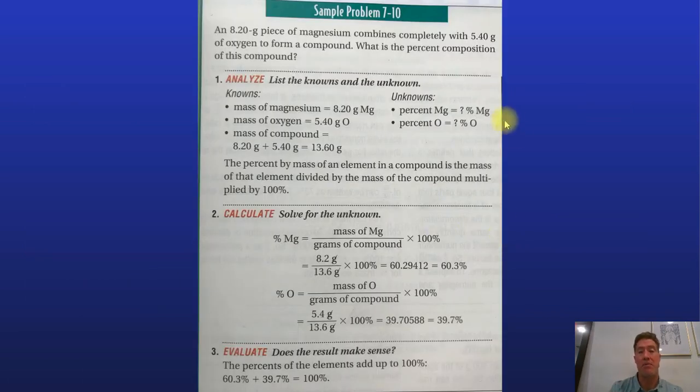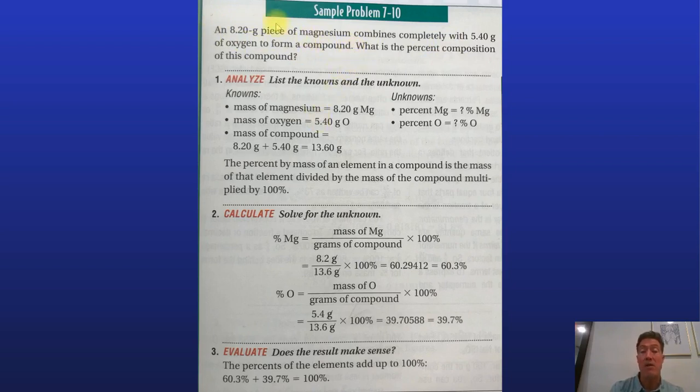So here's a great sample problem for this. They want us to find the percent composition of a compound. So we have an 8.2 gram piece of magnesium, and it combines completely with 5.4 grams of oxygen to form a compound. So this is one part of the compound, the magnesium part, and this is the oxygen part, and then together there's going to be a whole new compound.